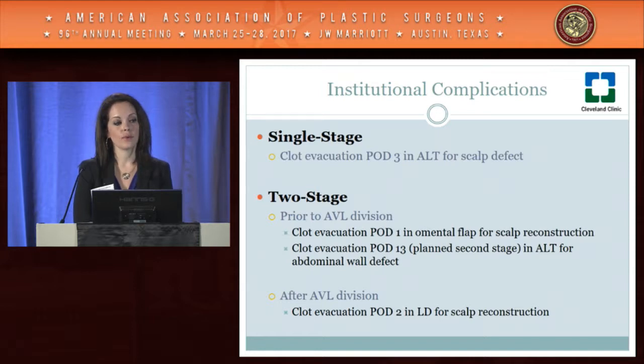The single-stage complication was a clot evacuation on post-op day 3 and an ALT for a scalp defect. In the two-stage approach, 2 complications happened prior to the AV loop division, an omental flap for scalp reconstruction and an ALT for an abdominal wall defect, and one occurred after the AV loop division and free flap inset, for a latissimus for a scalp reconstruction.